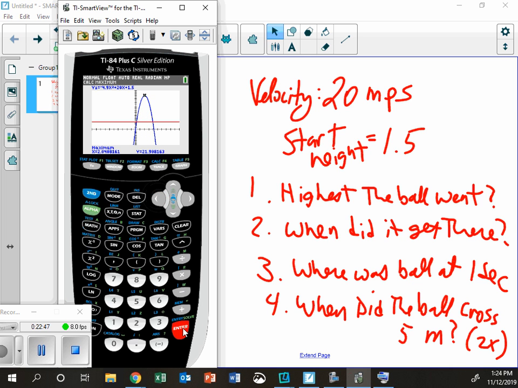Then I hit enter. And it says maximum 2.04. I could say you could round that to 2 seconds. At 2 seconds, it was at 21.9 meters. Raise your hand if you had 21.9. Okay, awesome. Then, where was the ball at 1 second?